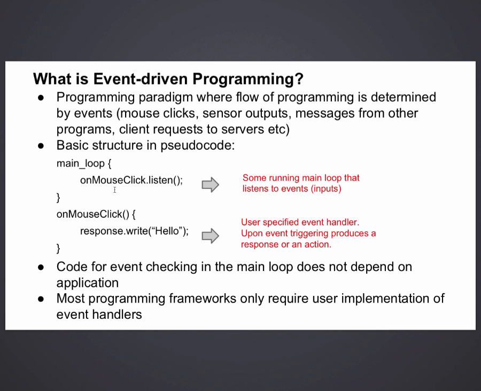But if you want to use Node.js and other frameworks, usually the code for event checking, which is this part in the main loop, does not depend on the application. That means, for example, in Node.js, you will not see this main loop. You don't have to write it. It's basically running in the background. So for most programming frameworks, what you need to do as a user is just implement the event handlers. You need to write the event handler portion. You don't need to bother too much about this. As you will see later in the sample code for Node.js, you don't see this main loop.